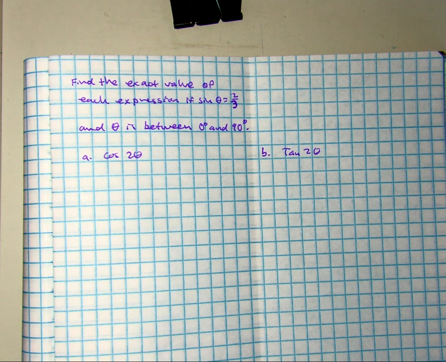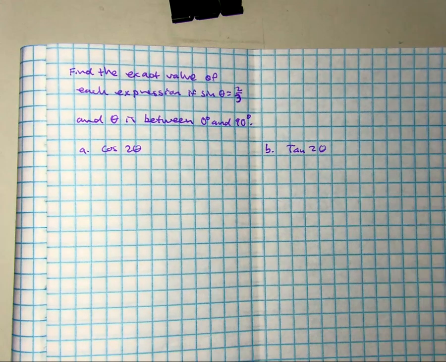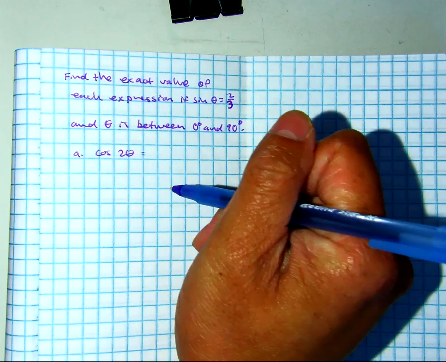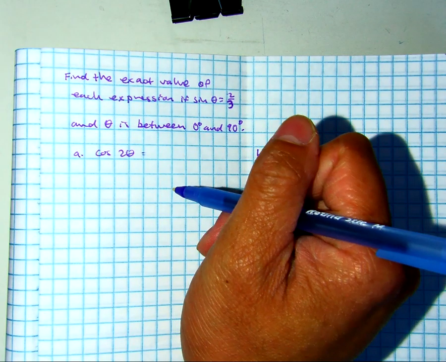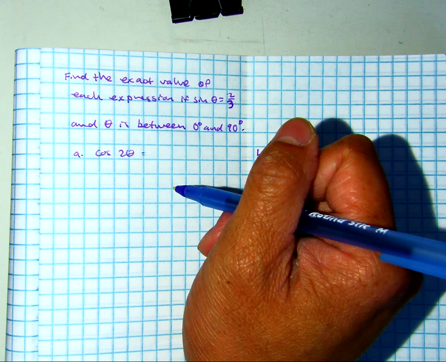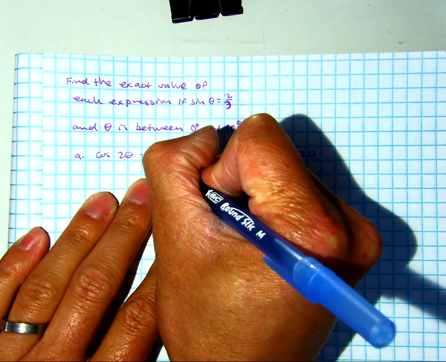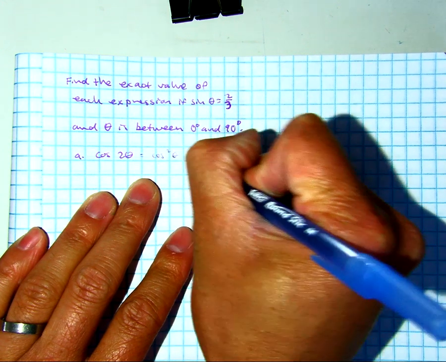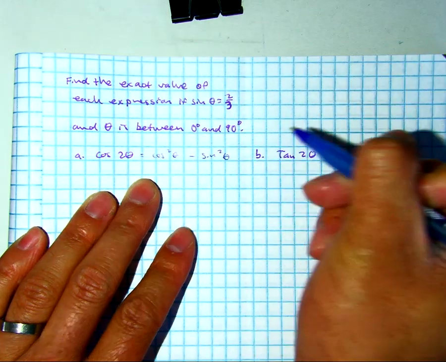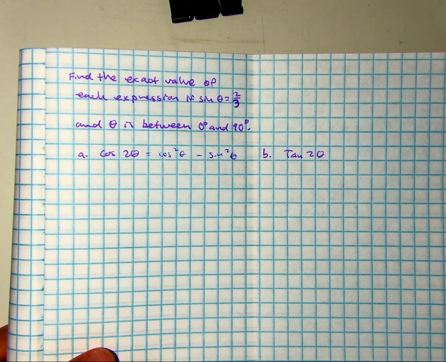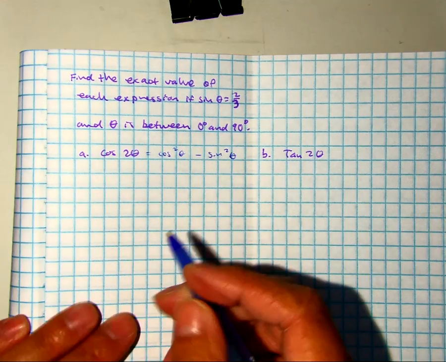Sahil! Win again! What do we do first? Which double angle identity for cosine did you use? Cosine squared A minus sine squared. Okay, this implies then that you have to find cosine. So what did you use next?